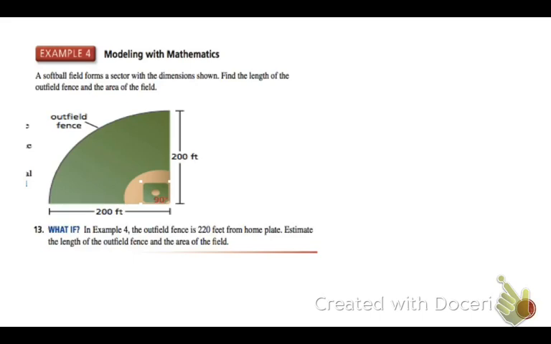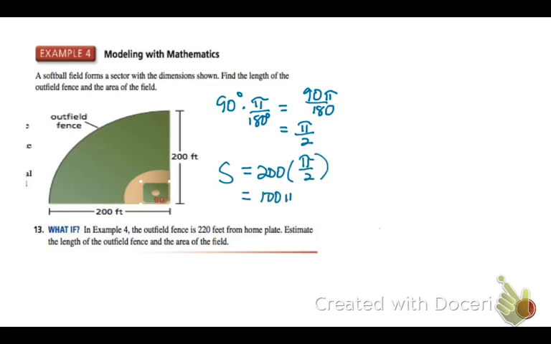All right, we have a softball field, and it forms a sector, part of a circle, with the dimensions shown. We're going to find the length of the outfield fence and the area of the field. I'm going to find length first and then area. I'm going to use the arc length formula, but first I want to convert my 90-degree angle to radians. So I'll multiply by my conversion factor and simplify. Then arc length equals the radius, which is 200, times my angle in radians. So it'll be 100 pi, or about 314 feet long for that outer fence.